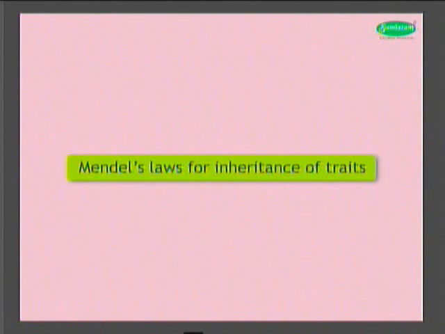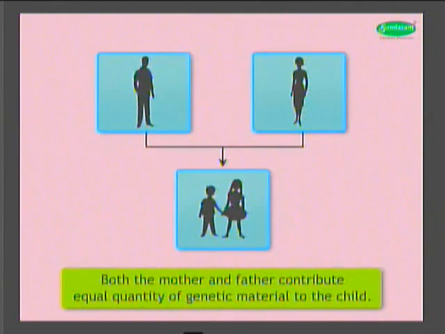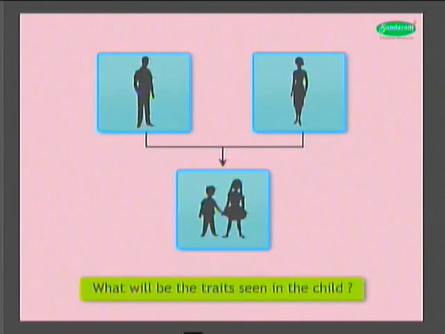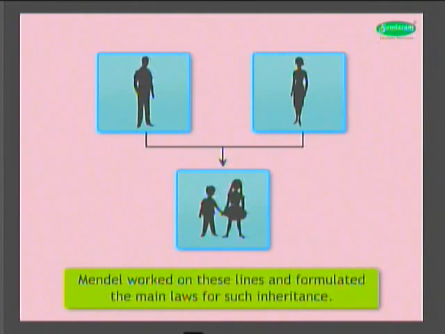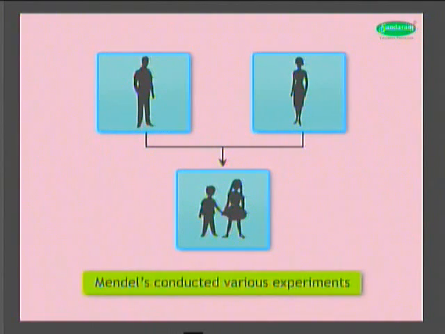Let us study Mendel's law for inheritance of traits. The laws for inheritance of traits in human beings are based on the fact that both the mother and father contribute equal quantity of genetic material to the child. As the contribution by each parent is equal, then what will be the traits seen in the child? Mendel worked on these lines and formulated the main laws for such inheritance. It is very interesting to study the experiments conducted by him over a century ago.